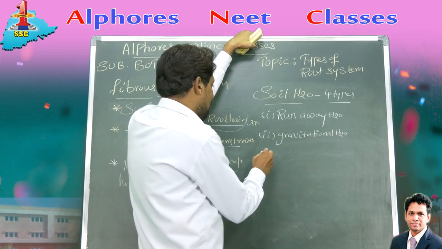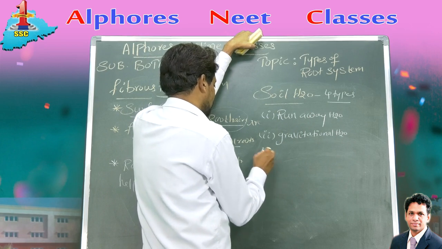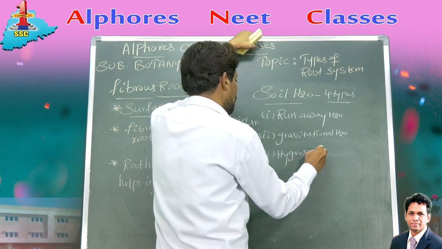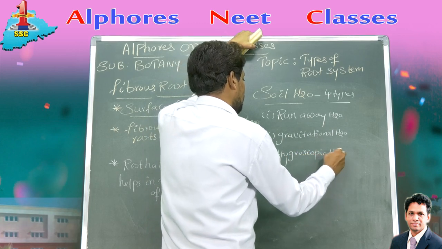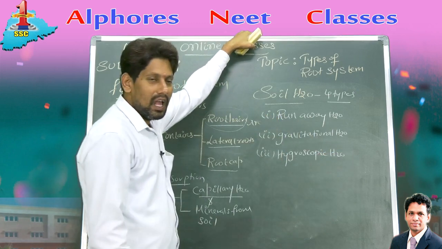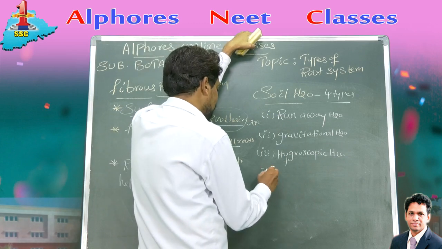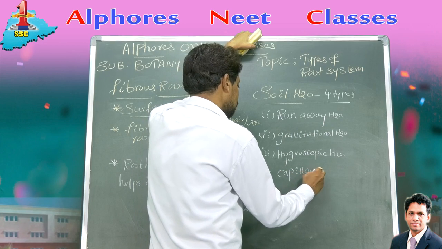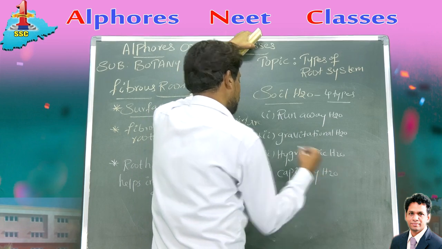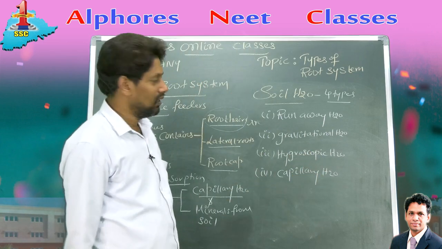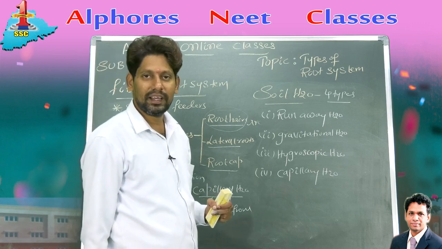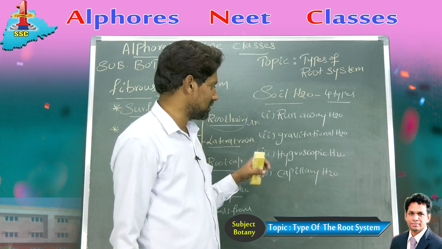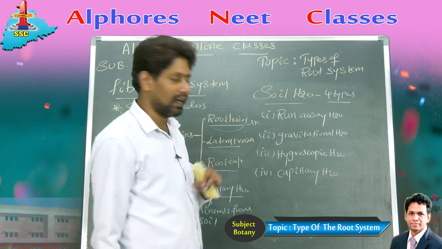Third one is hygroscopic water. And fourth one is capillary water. Therefore, soil water is of how many types? 4 types. What are they? Runaway water, gravitational water, hygroscopic water, capillary water.